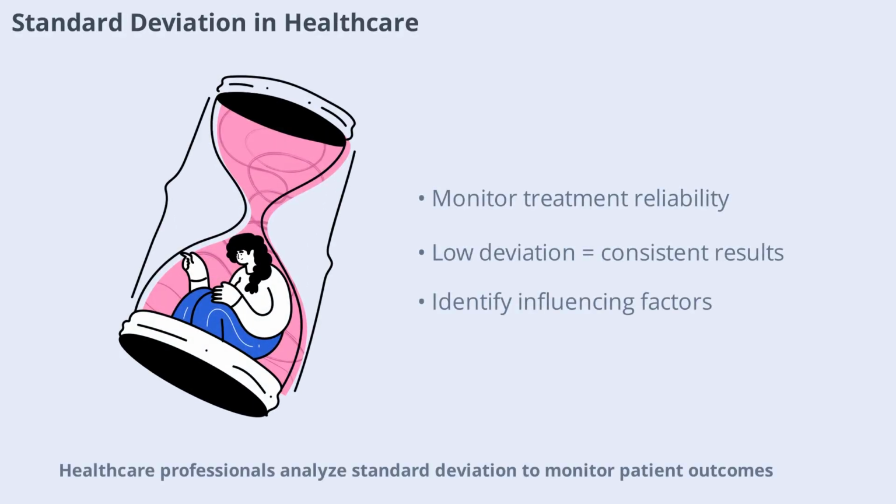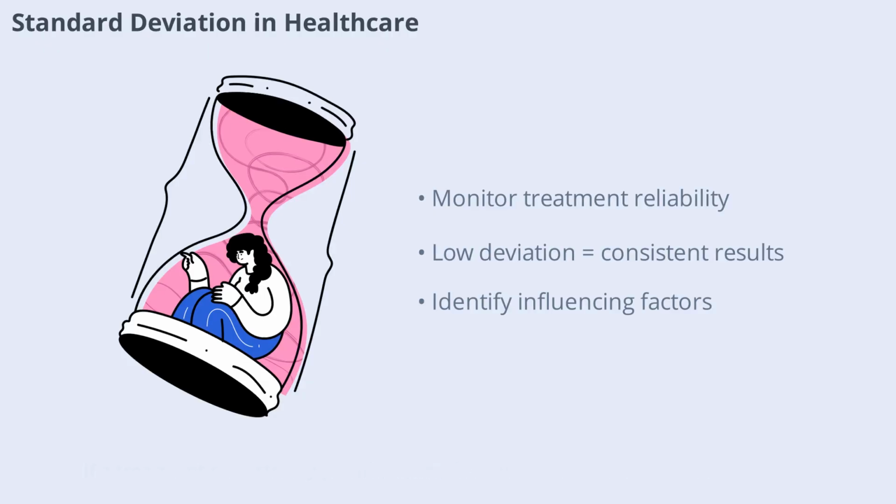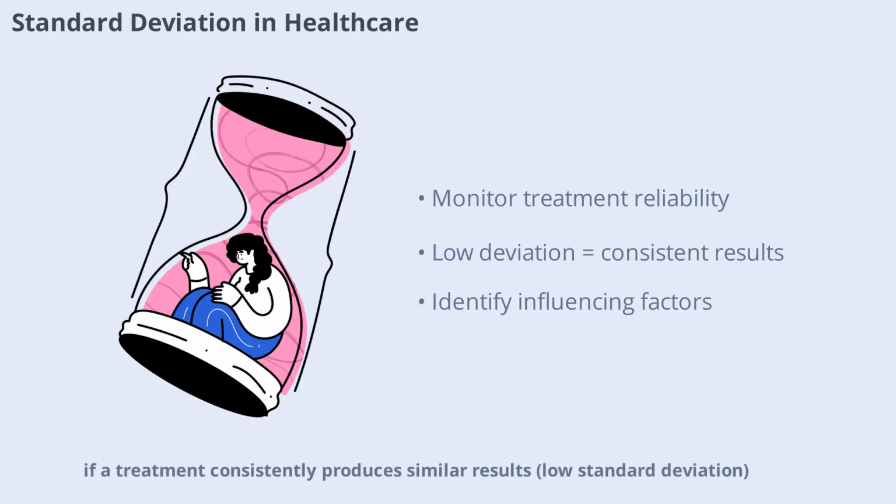Healthcare professionals analyze standard deviation to monitor patient outcomes. For example, if a treatment consistently produces similar results, low standard deviation, it's considered reliable. High standard deviation might prompt further investigation into factors affecting patient responses.